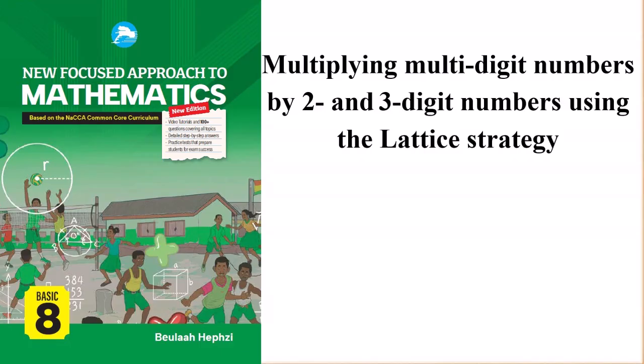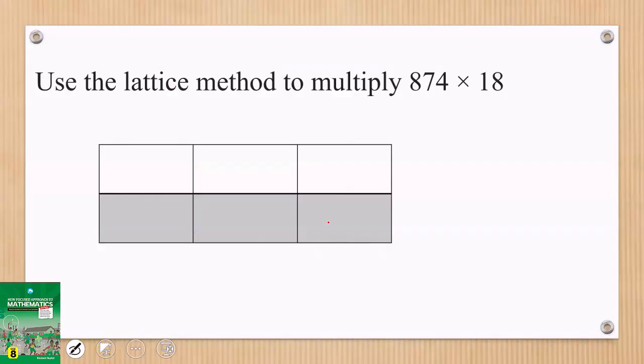This is the revised edition, and in this lesson we are looking at multiplying multi-digit numbers by 2 and 3-digit numbers using the lattice strategy. In our previous lesson we saw the same multiplication, but then we used the expand and box approach. So here we want to look at the lattice strategy.